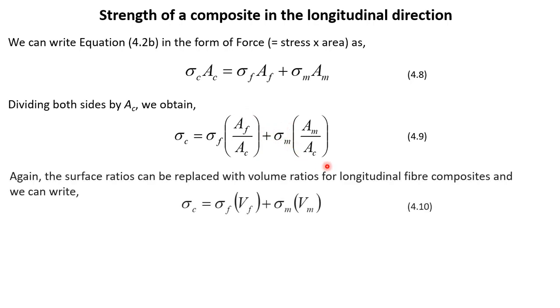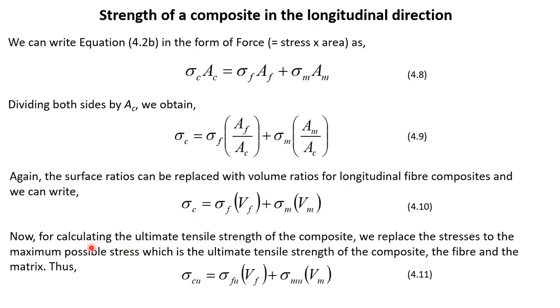So just like we did before, the surface area ratios can be replaced with volume ratios for longitudinal fiber composites. So we can write sigma C is equal to sigma F VF plus sigma M VM. VF is the volume fraction of the fiber and VM is the volume fraction of the matrix. So this equation can give us the strength of the composite if we are using the ultimate fracture strength of the fiber and ultimate strength of the matrix.